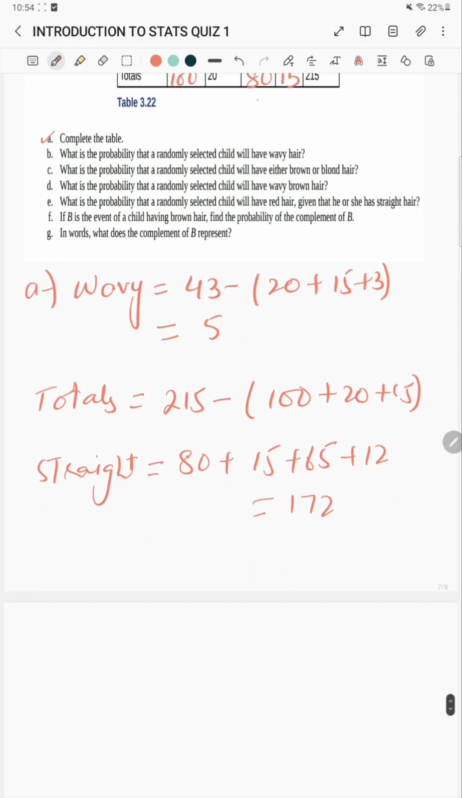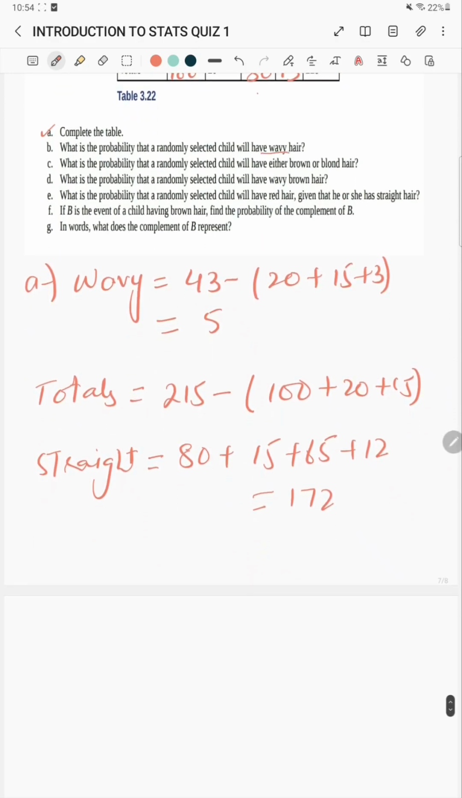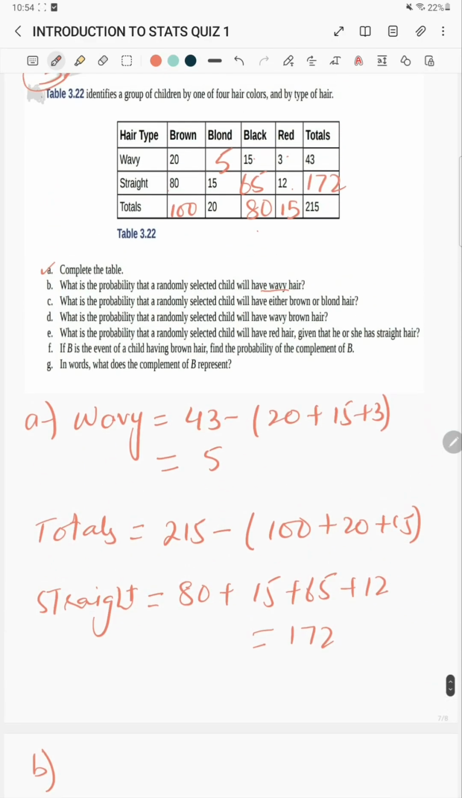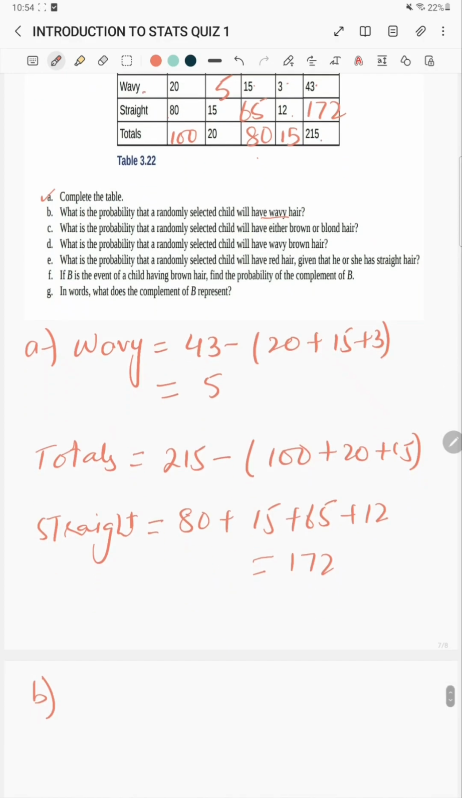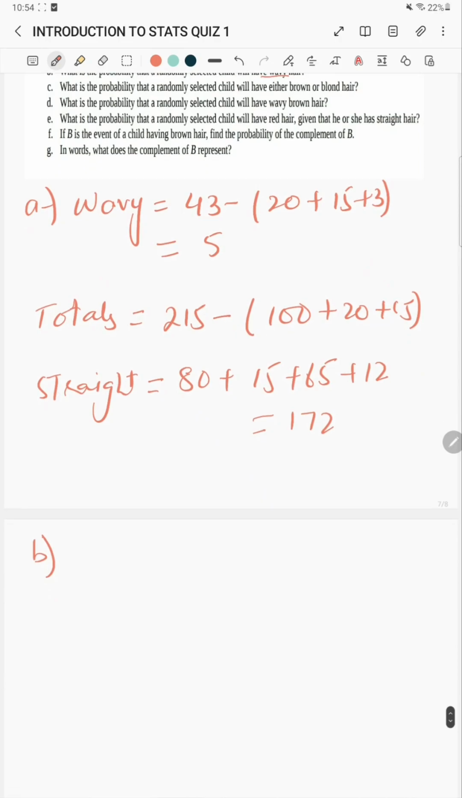Now what is the probability that a randomly selected child will have wavy hairs? Part B, wavy hairs. How many wavy hairs? 43. What is the total? 215. So it would be probability of wavy hairs 43 by 215, which is equal to 0.2.